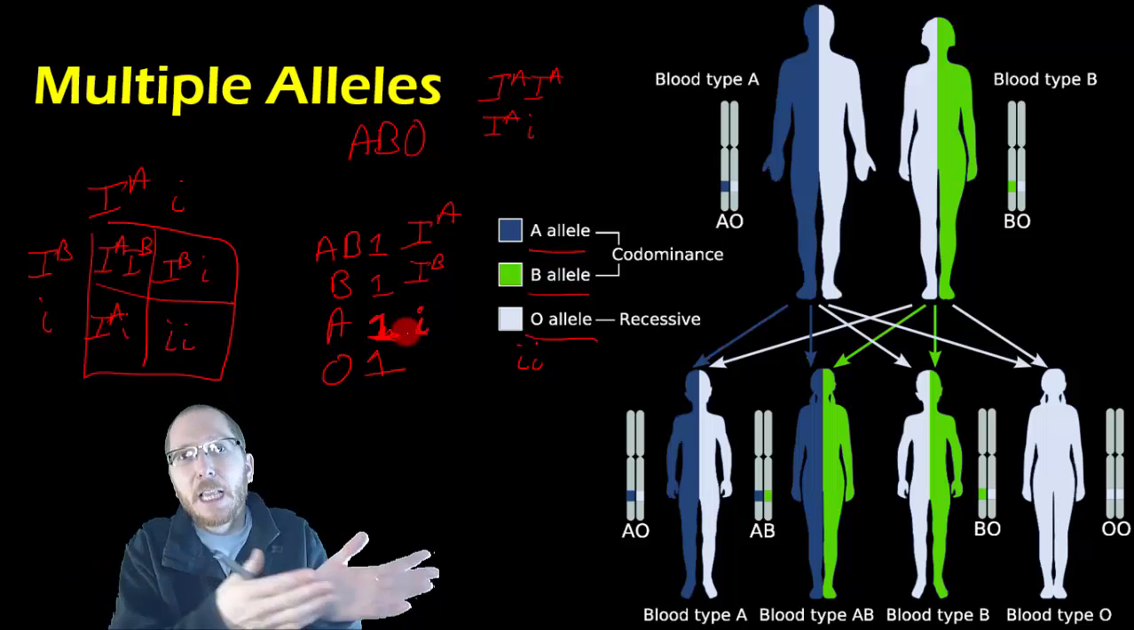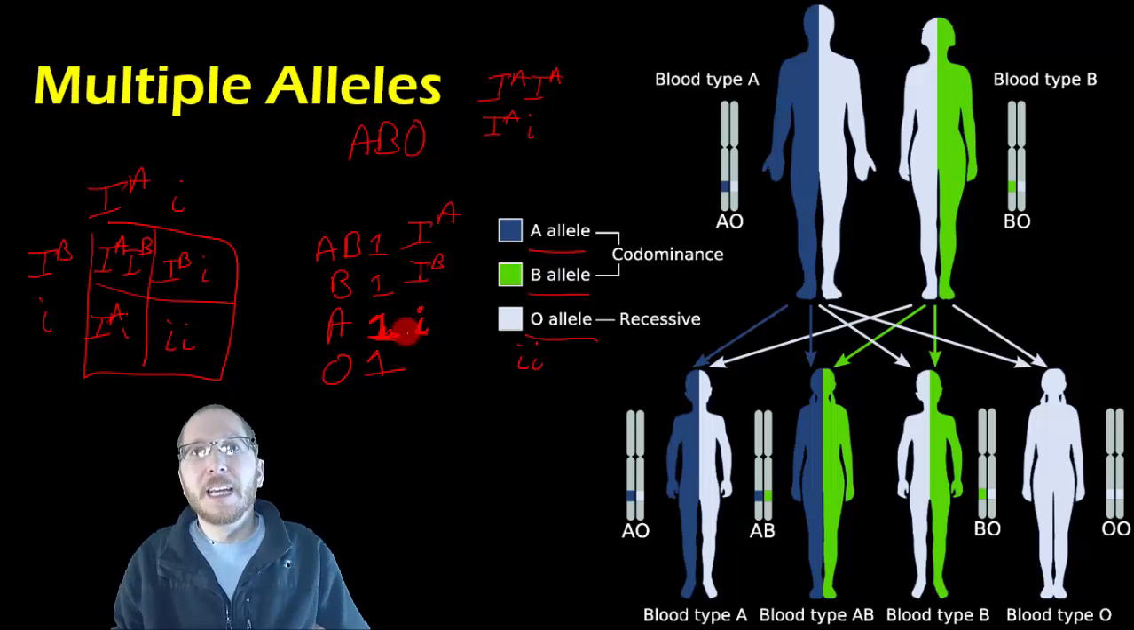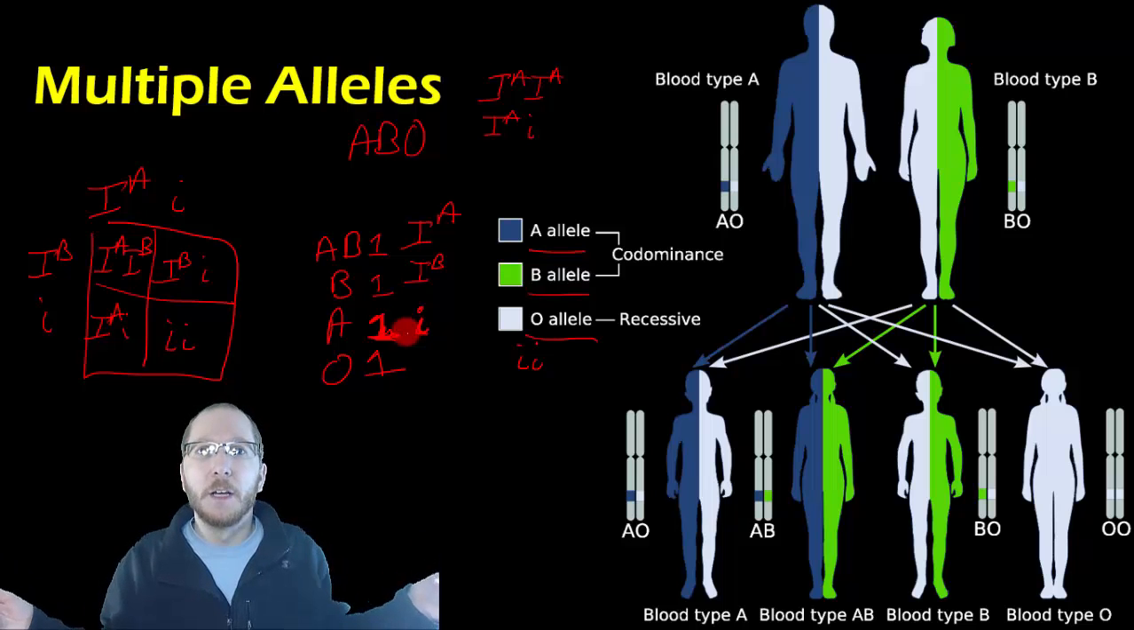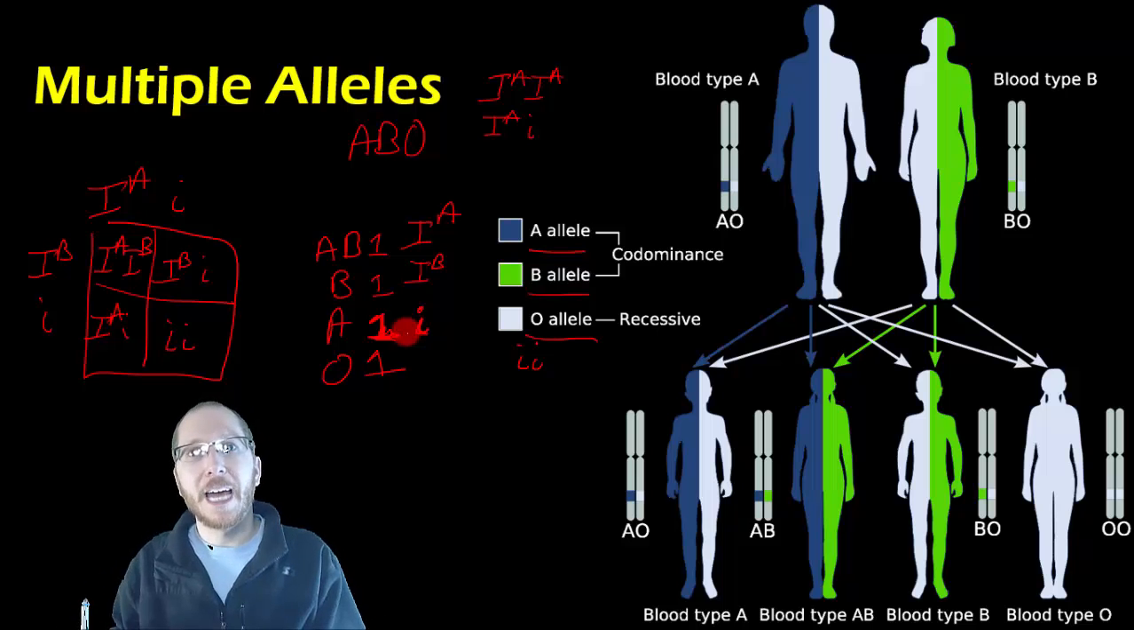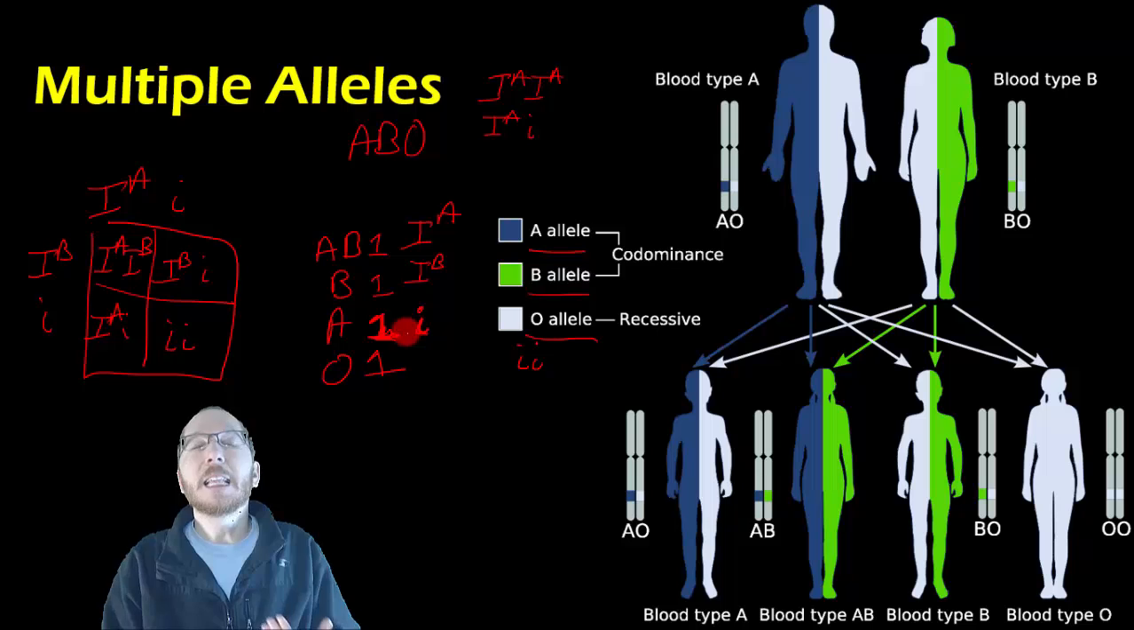They're going to get an A allele from one parent, an O from the other, and then you know that they're going to be type A blood. So for me, I know my father's type A blood, I know my mother's type O, and I know I'm type A. So I immediately know my genotype.